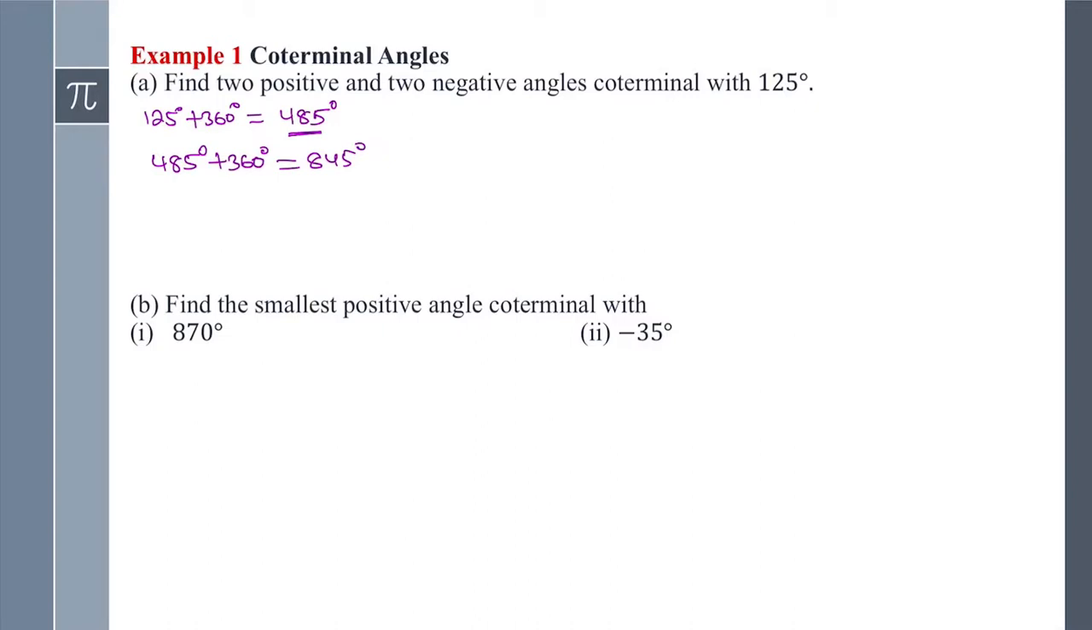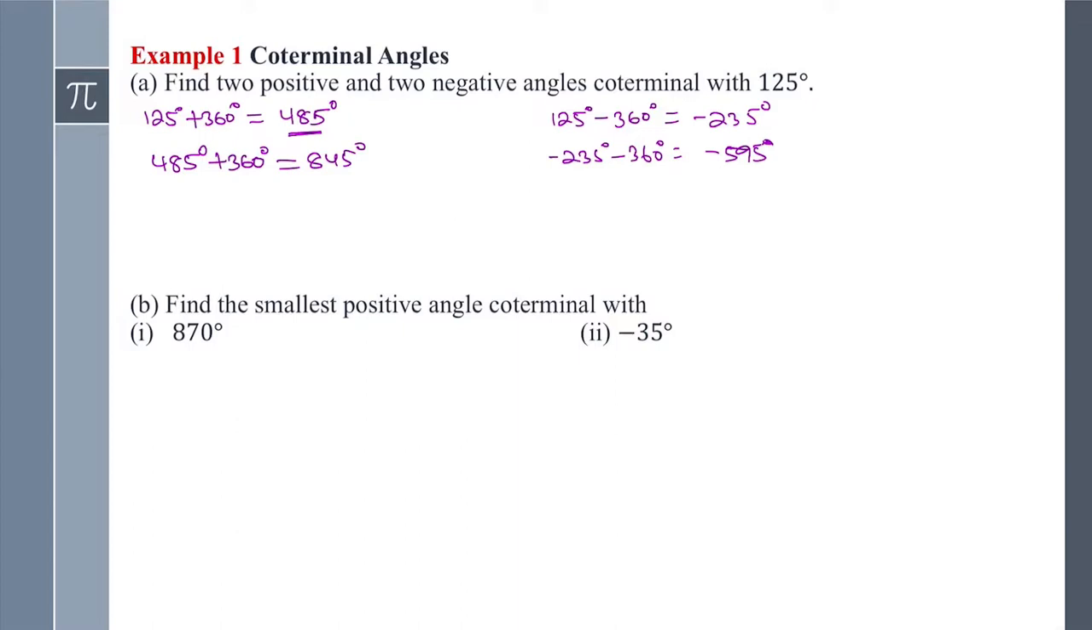Similarly, to find the negative coterminal angle, we can do 125 degrees minus 360 degrees, and that gives us negative 235 degrees, which is coterminal with 125 degrees. Then we can do negative 235 degrees minus another 360 degrees. That means you are going another round in the negative direction, and you generate another angle, which is negative 595 degrees. So all of these angles are coterminal angles.